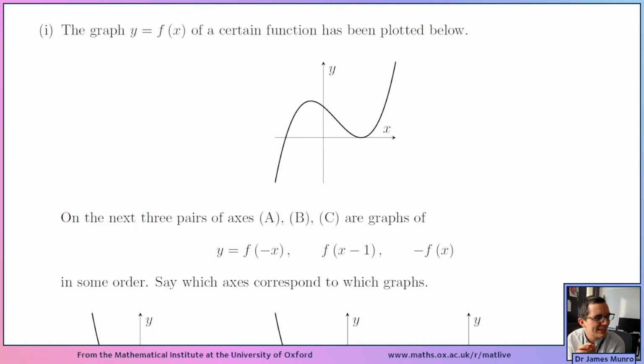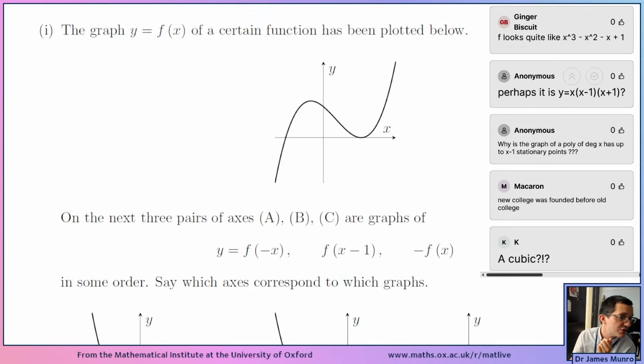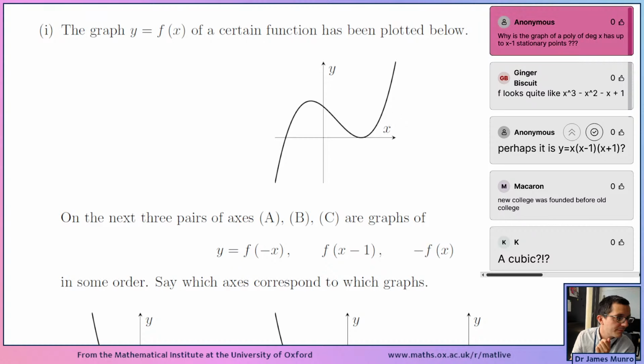Ooh, okay. Is it a cubic? Why does the graph of a polynomial of degree x have up to x minus 1 stationary points? Good question. It's the fundamental theorem of algebra, I think. Let's put this chat question on screen. I'm going to allow myself to be distracted by this chat question. Here.